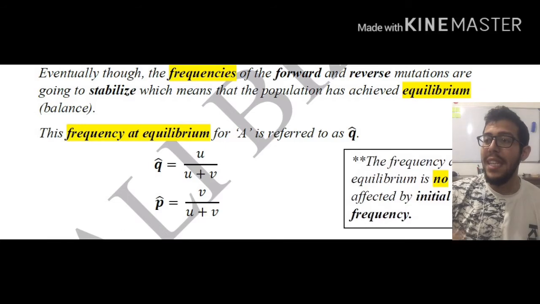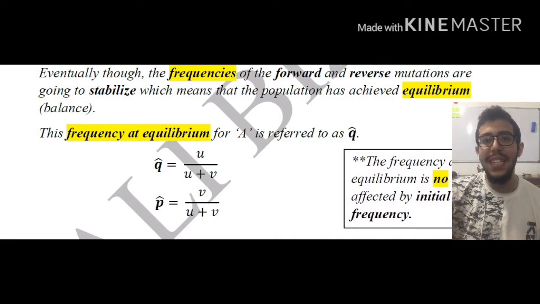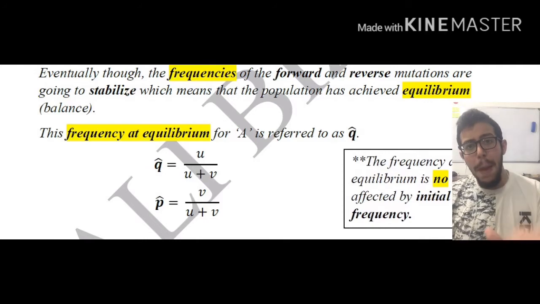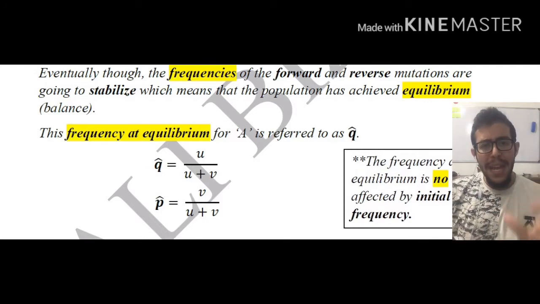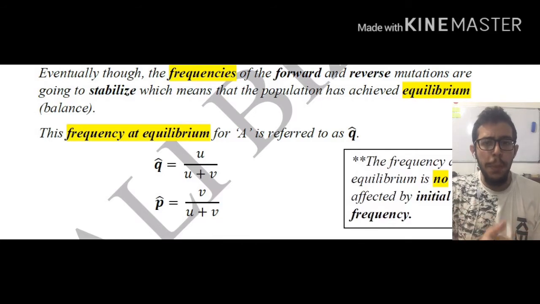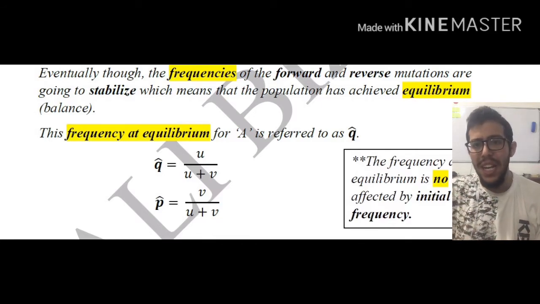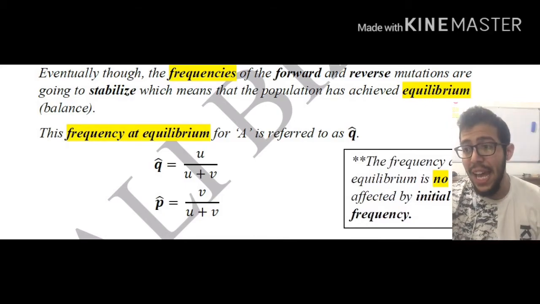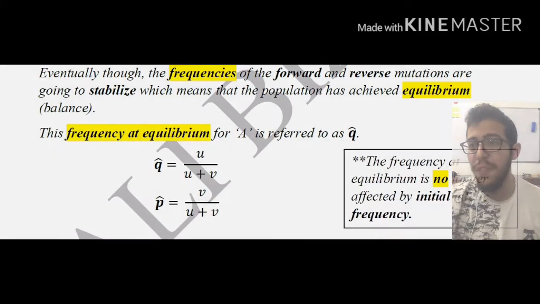Now the frequency at equilibrium is no longer affected by the initial allelic frequencies, which is the reason we're not taking the population into consideration anymore. Remember that one or two slides ago, we mentioned that in order to calculate the mutations, all we have to do is multiply the mutation rate by the population. However, when you reach equilibrium, this is no longer needed, and all you have to do is use the formula at hand, and the population is no longer significant.